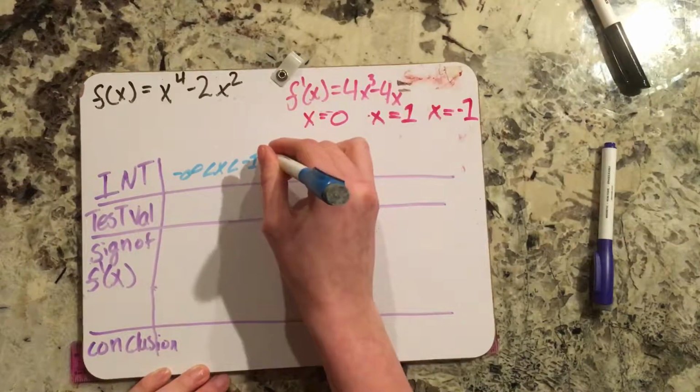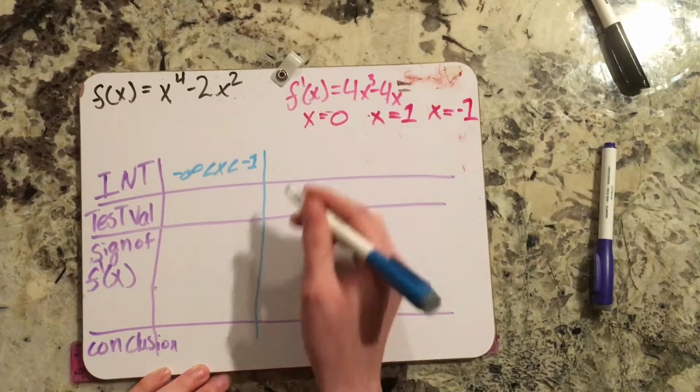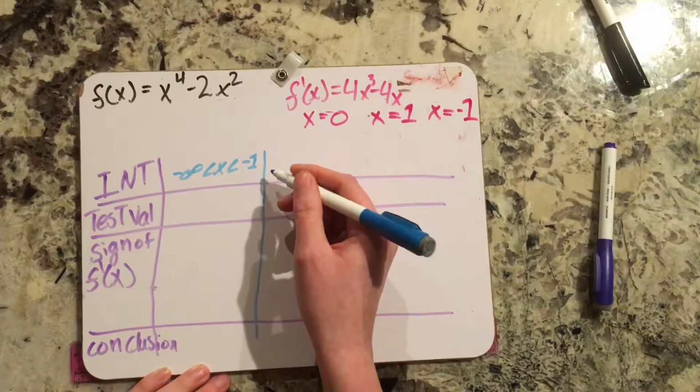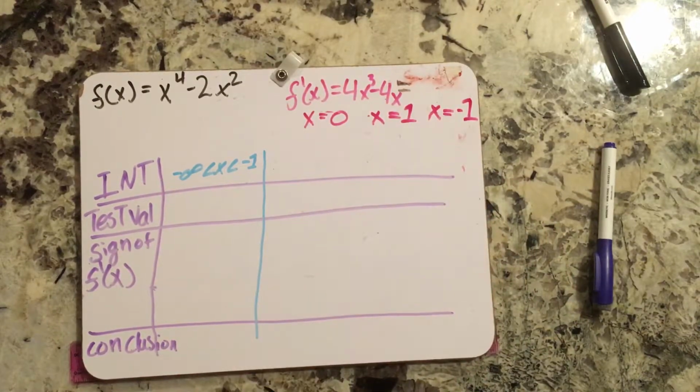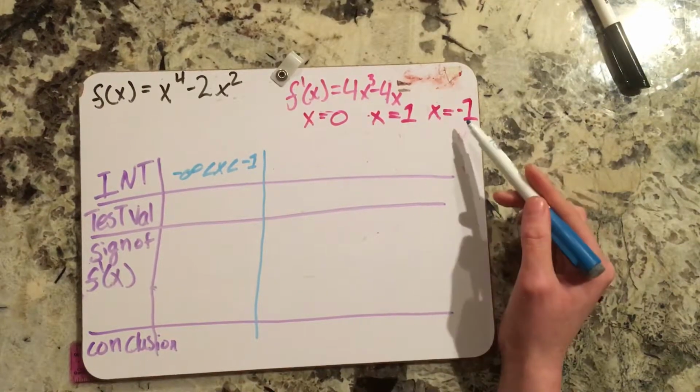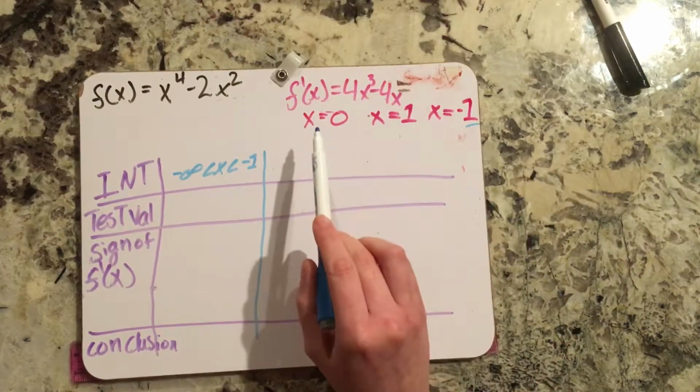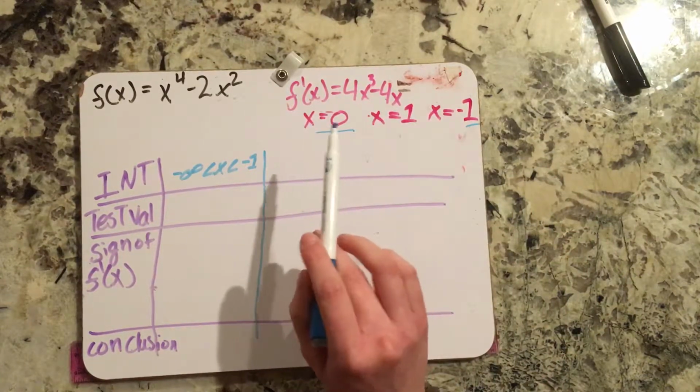Okay. That is our first interval. Our second interval is going to be the next smallest value to our second smallest value. So we're going to take our negative 1 because that's the smallest. Then we're going to look at 0.